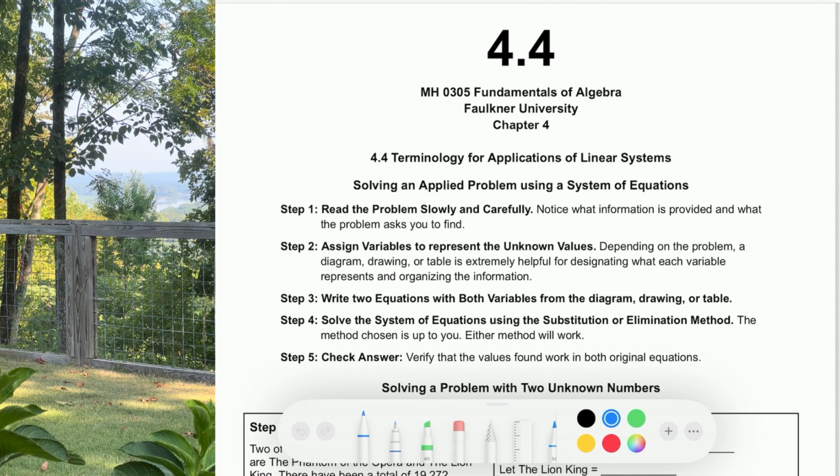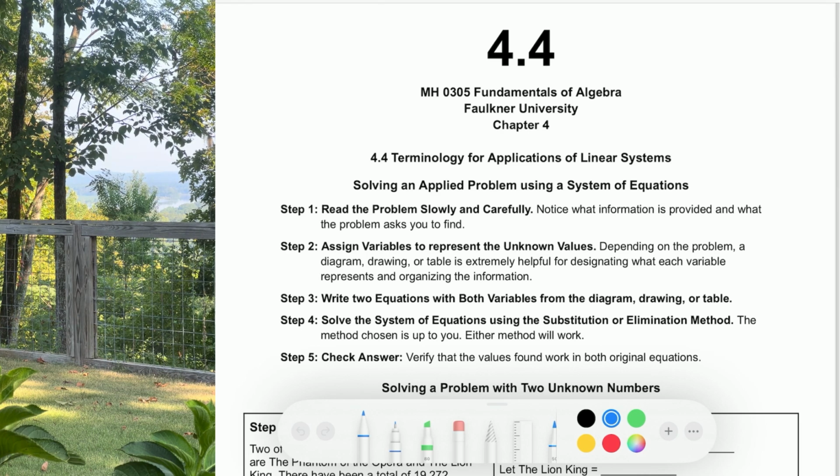Depending on the problem, a diagram, drawing, or table is extremely helpful for designating what each variable represents and organizing the information. I cannot emphasize that enough. Having a diagram, a drawing, or a table is very, very helpful. It just organizes your information for you and makes it easier for you to figure out how to set up your problem. Step 3, write 2 equations with both variables from the diagram, drawing, or the table.